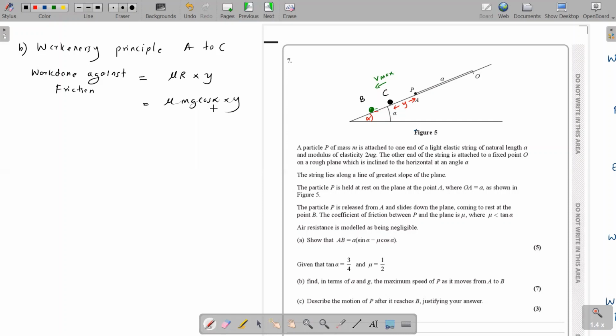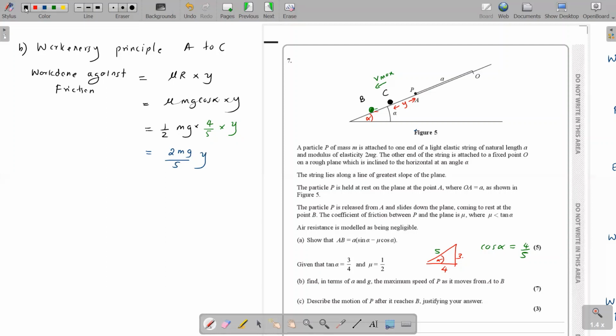Shall we actually input the values? They have told us mu is half, into mg. Can I know the cos alpha value? If tan alpha is 3 over 4, opposite over adjacent, the hypotenuse will be 5, which gives me cos alpha is adjacent over hypotenuse, 4 over 5. Do you agree? 4 over 5 into y. Okay, so can you simplify? What do I get for the work done against friction? 2mg over 5 times y.